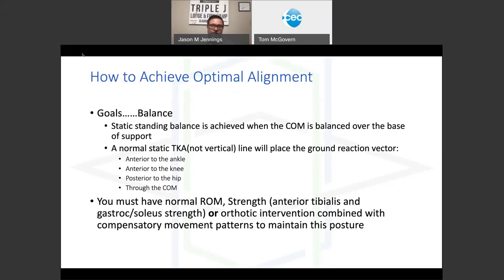And the one thing that I want to point out is when you stand in a normal static standing posture, you must have normal range of motion and strength of both the anterior tibialis and the gastroc complex, or orthotic intervention combined with some compensatory movement patterns to maintain this posture. For example, if you don't have normal gastroc strength, you cannot stand in normal standing posture.